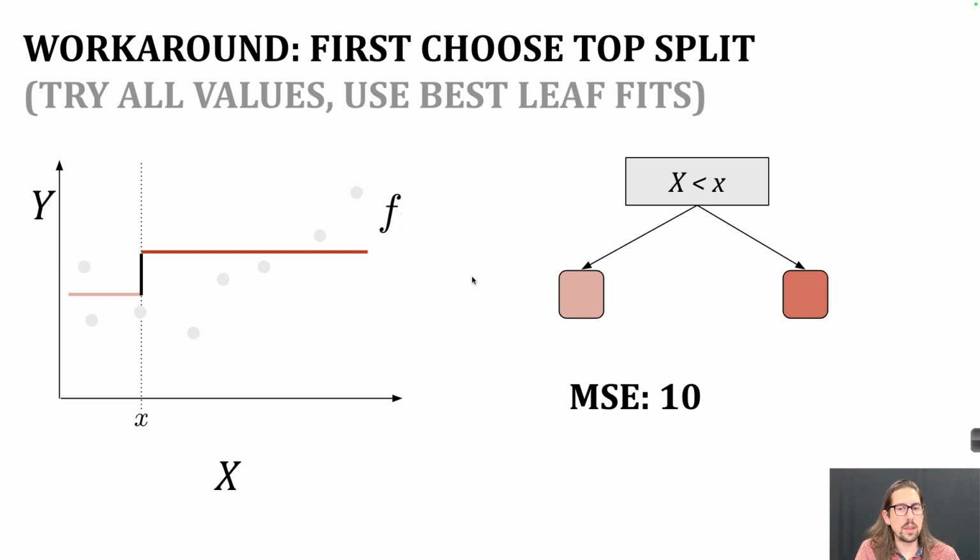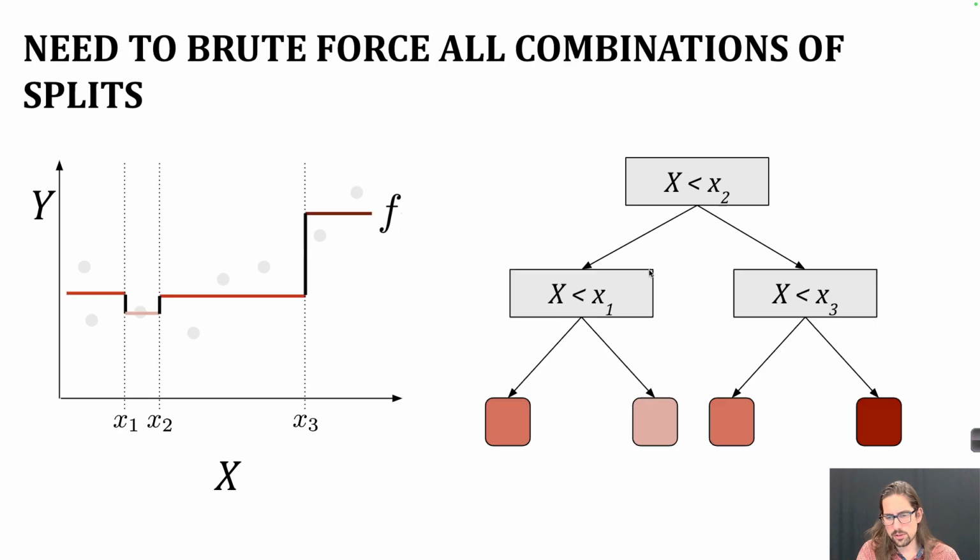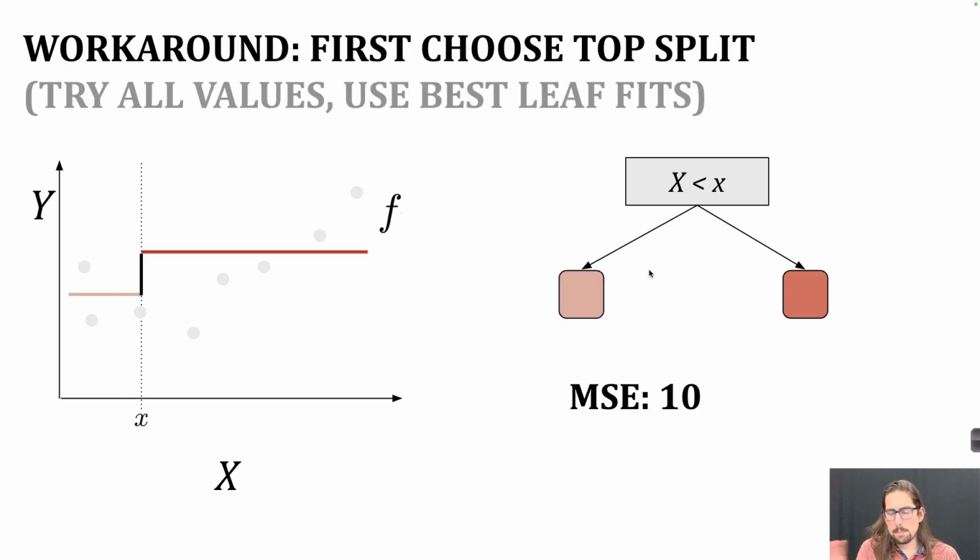Here's the workaround. I know I want to fit a tree that looks like this with 4 leaves, but let's forget about the 4-leaf tree. Let's pretend I only want to fit a tree with 2 leaves. So there's just going to be one split, and I just want to find the value of that split. Well, now this is not so bad, because I just need to try every possible split value. In this data set, there's 1, 2, 3, 4, 5, 6, 7, 8. So there's only eight values that I need to consider.